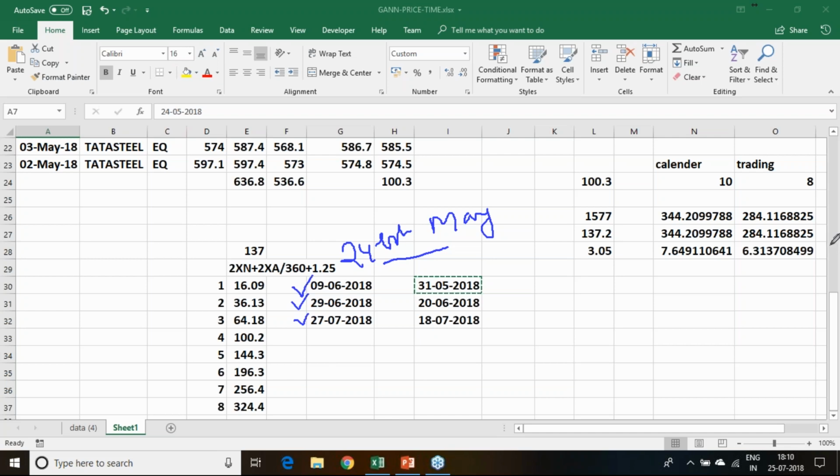Major top means this is the low. So 24th May low has happened. On 9th June, maybe there will be a higher price of this stock or the stock may create a new low on that day. 29th June, a similar kind of phenomenon I am expecting. So these are my calculations.